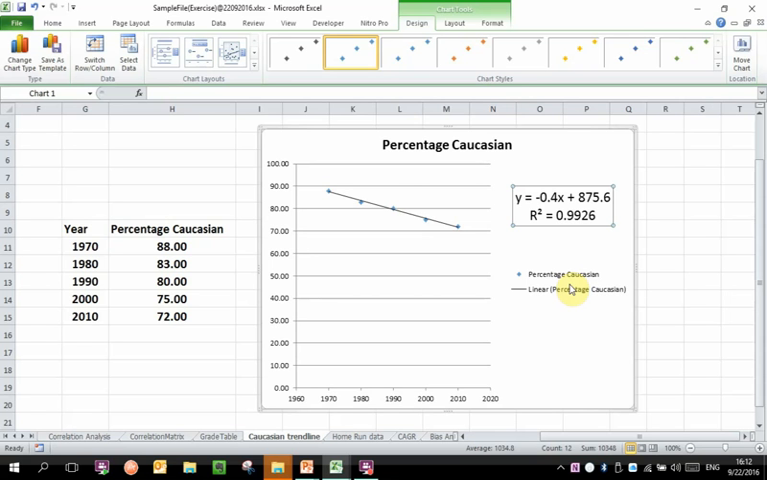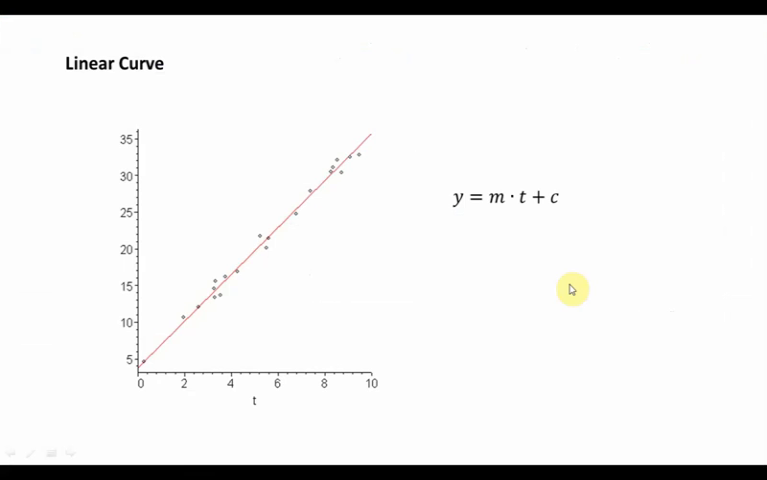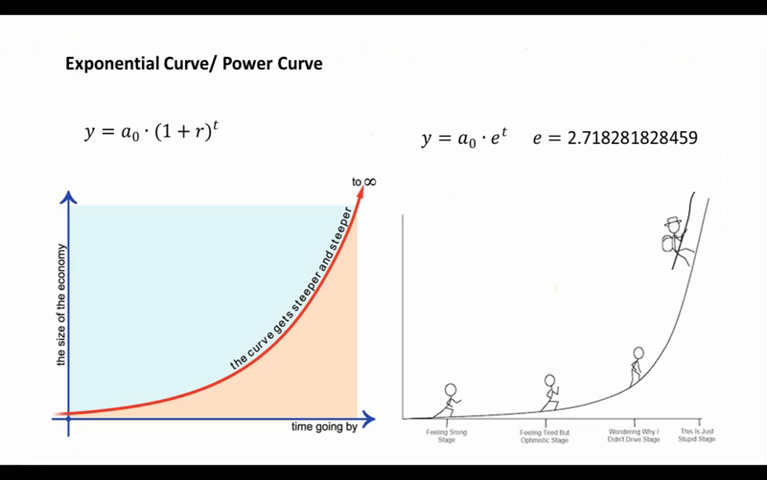Now, go to another. This is what I so-called the linear curve. And the second one is the exponential curve. What does it mean by exponential curve? As you can see here, the exponential curve is like this. What's the difference between the linear curve and the exponential curve?